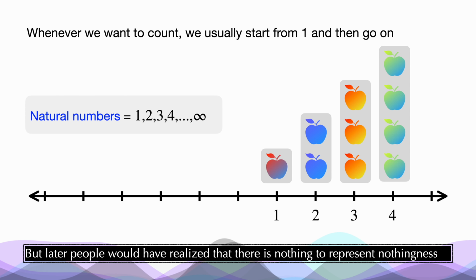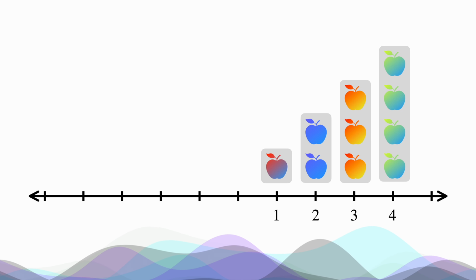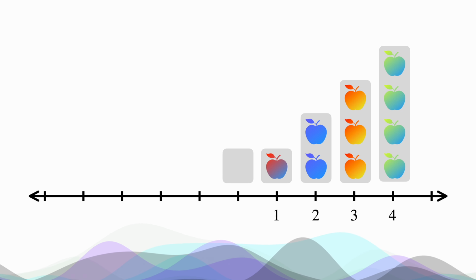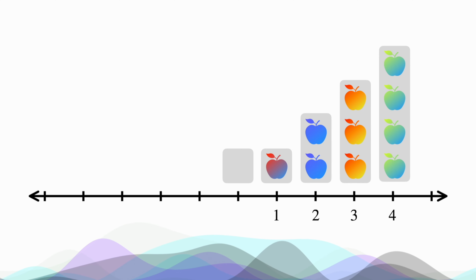But again, as time evolved, people would have realized there is no object or number to represent nothingness, right? If we have to represent nothingness or emptiness, how do we represent it? Well, that's how this concept of zero would have come, representing, let's say, an empty basket.